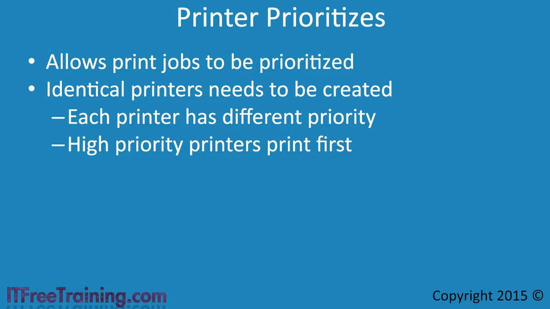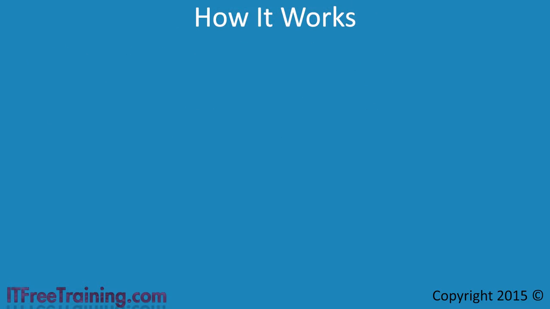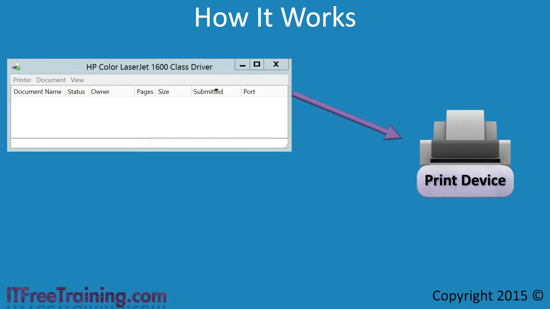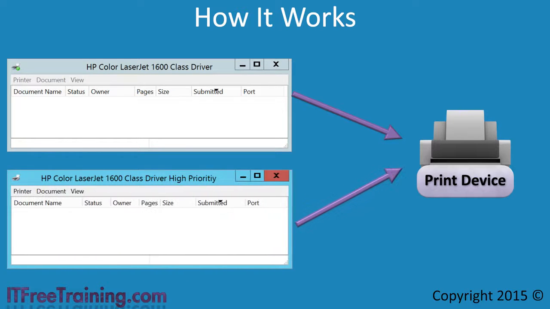Let's have a closer look at how this works. Let's consider that you have a print device or a physical printer. This print device will have a printer created for it so users can send jobs to the print device. If the administrator finds that they have the need to prioritize print jobs, basically which jobs the print device will print first, the administrator will create a second printer.